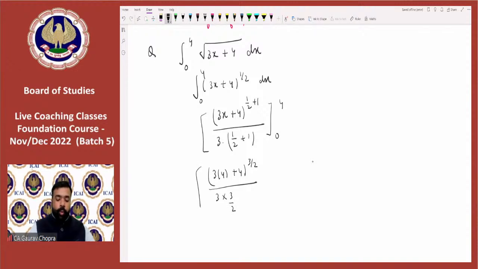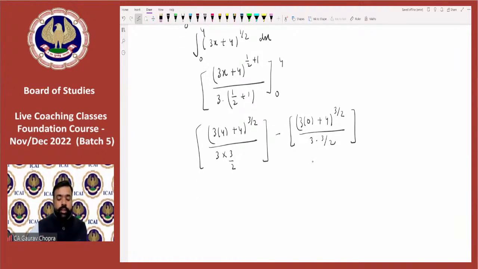3 by 2. Minus, we can apply 0. So 3 into 0 plus 4 to the power of 3 by 2 upon 3 into 3 by 2. Now we can solve and get the result.